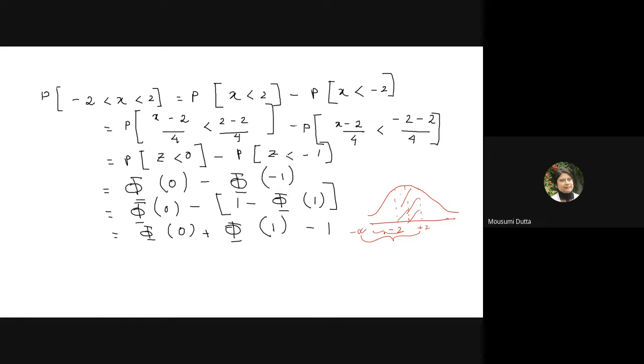Now the table is giving only the value in the positive direction. It is not giving the value in the negative direction. As the distribution is symmetric, the areas will be the same, so the table starts with the positive values only. It is not giving us the negative values. So what I'll do, I'll keep phi 0 as it is, minus capital phi of minus 1. Capital phi of minus 1 is equal to 1, that is the whole area, minus capital phi of 1. So if I consider the whole area and then subtract the area up to 1, I'll get the area to the left of minus 1.